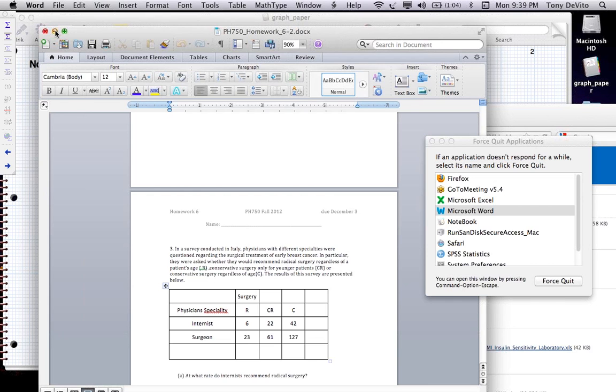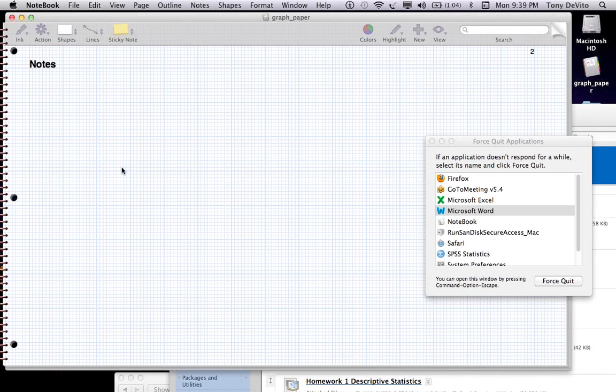New 2x2 table. Okay, I'm going to move this out of the way. And I'm going to create a table where I'm examining two nominal categorical variables. One of the variables is gender. Okay, so we know one value is going to be male, and the other value is going to be female.